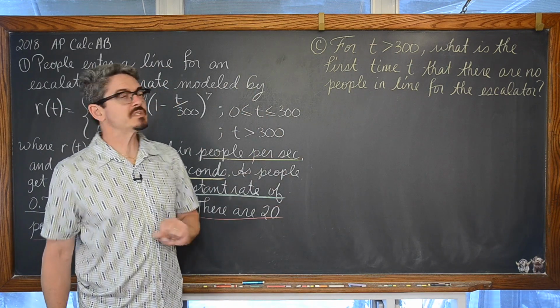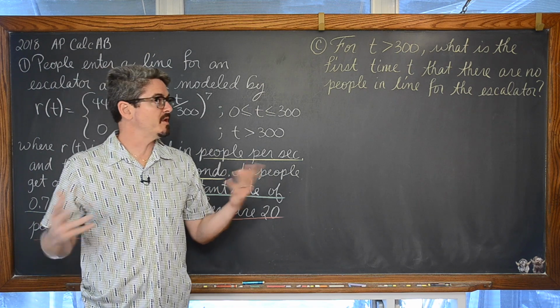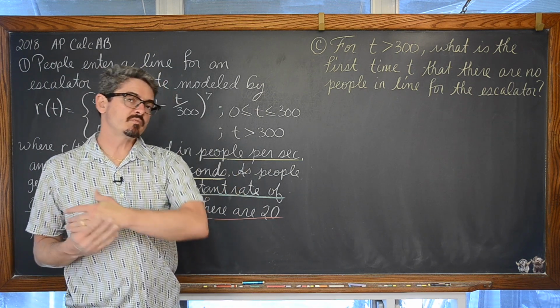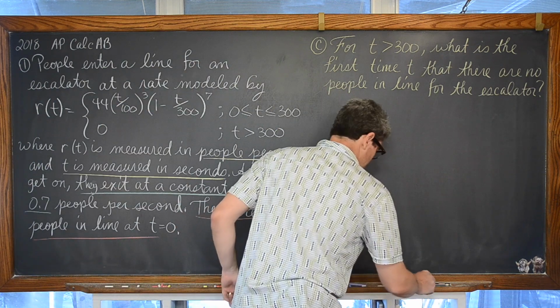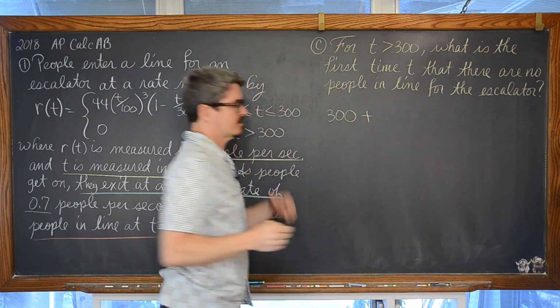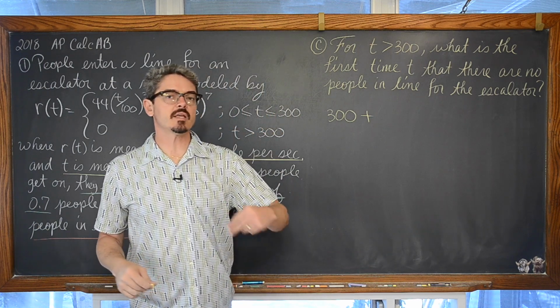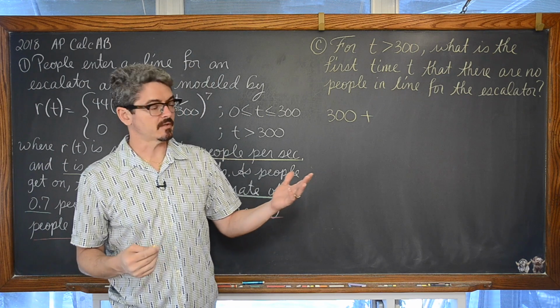Part C, for t is greater than 300 seconds, what is the first time t that there are no people in line for the escalator? Well, we know there's people in line for the entire first 300 seconds. So let's just start off with that. And then to that 300 seconds, we have to add the amount of time it takes for the rest of the people to, well, get off the escalator.